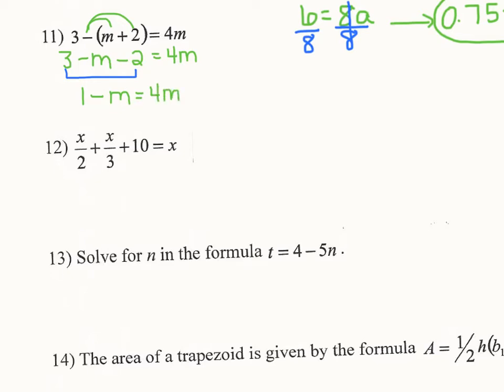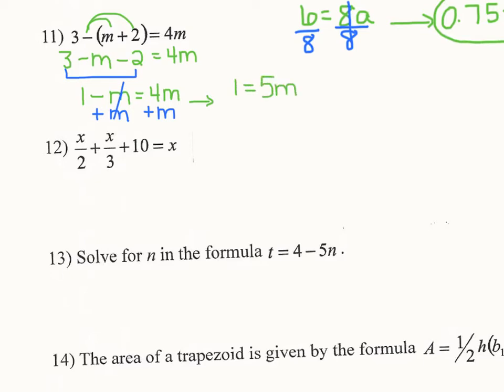Now I need to get all my m's to one side. So I would add an m and add an m. And so now my result looks like this. 1 equals 4m plus m is 5m.